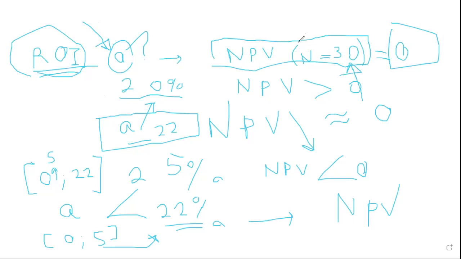So it's exactly the same equation that we started with in the first question. But now A is unknown and NPV is equal to 0. It's known. Okay, and here also in general we solve with iterative procedure.